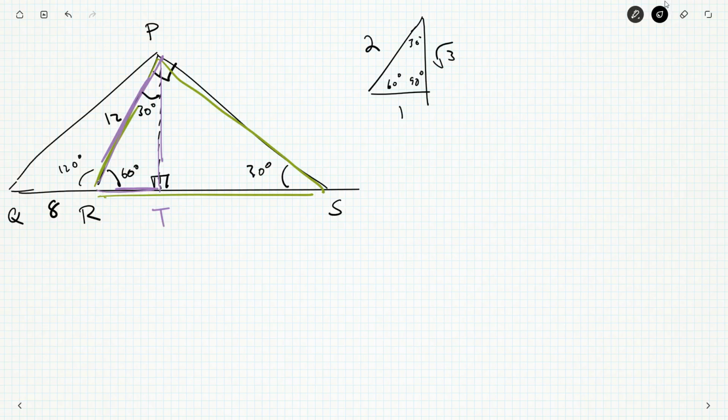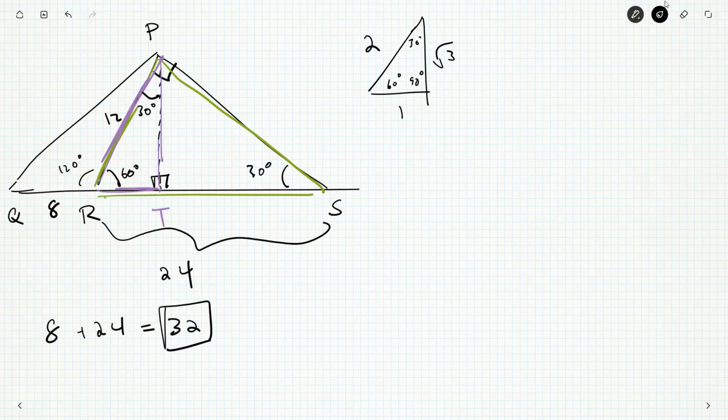So in the big triangle, in the green one, the 12 is opposite the 30, and so the hypotenuse, which is RS, is just 2 times 12, or 24. Now 24 plus 8 is 32, and suddenly I have the base for my triangle. I have QS.